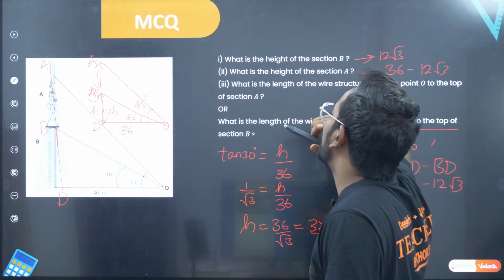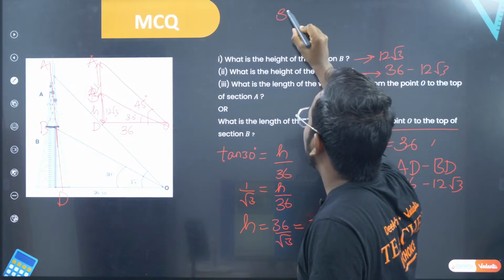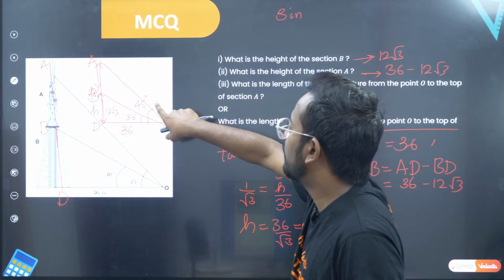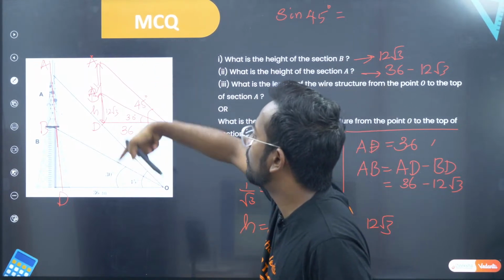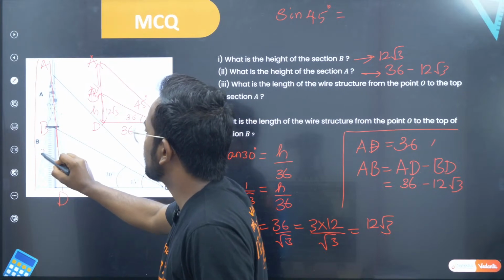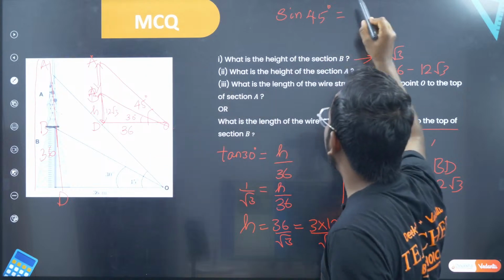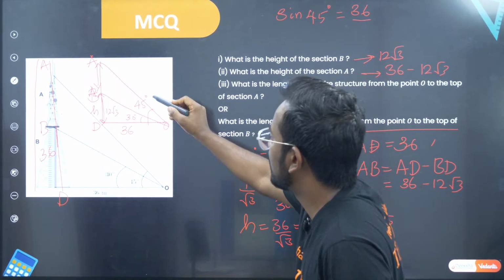Sir, if I want the hypotenuse, I'll take sine or cos. Both are known, so let me take sine theta. Sir, which angle will you take? If you take 45 here, sine 45 is equal to opposite, which is basically 36, this whole thing is 36, divided by hypotenuse. That is what I am supposed to find.